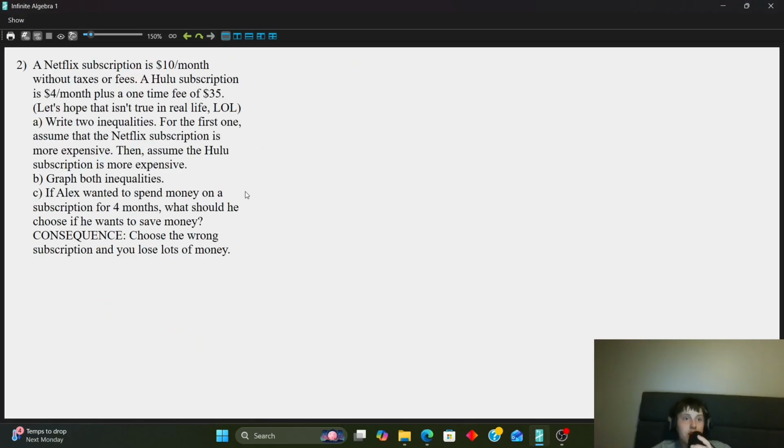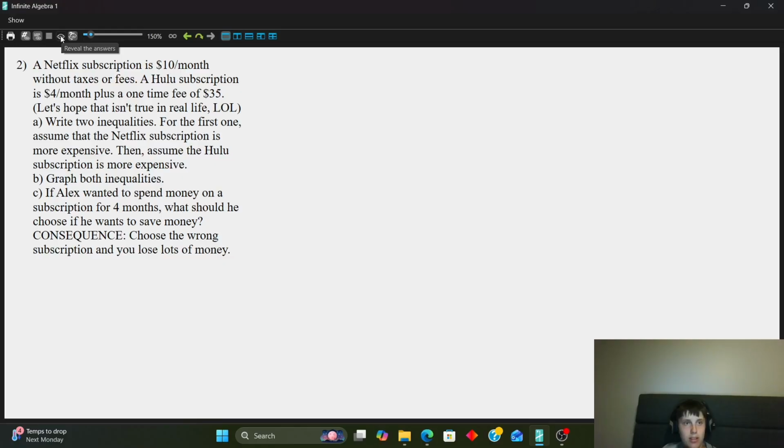It says a Netflix subscription is $10 a month without taxes or fees. A Hulu subscription is $4 a month plus a one-time fee of $35. Let's hope this isn't true in real life. Write two inequalities for the first one. Assume that Netflix is more expensive. Then assume the Hulu subscription is more expensive. Graph both inequalities, and if Alex wanted to spend the least money on the subscription for 4 months, what should he choose if he wants to save money? Choose the wrong subscription, you lose a lot of money. So go ahead, pause the video.